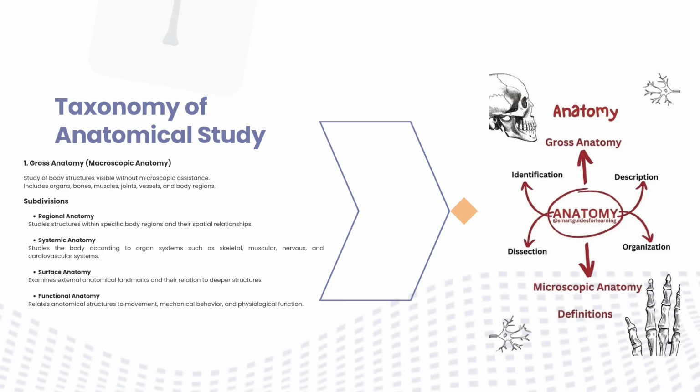It encompasses the hardware of the human system: the organs, bones, muscles, joints, and vessels that occupy distinct body regions. Within this field, we utilize four specific subdivisions to organize our technical analysis. 1. Regional anatomy. Regional anatomy focuses on the organization of the body by specific areas, such as the head, thorax, or upper limbs. In this approach, we examine all structures within that compartment simultaneously to understand their spatial relationships.